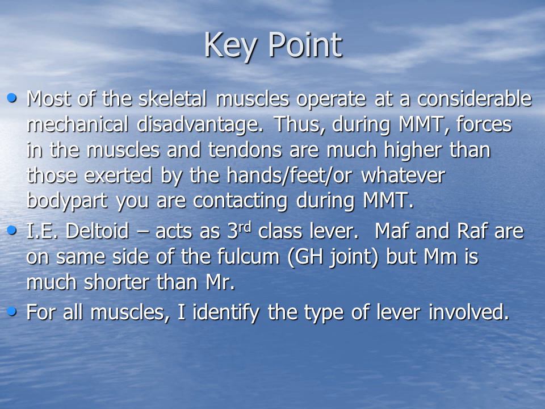Now, in this situation of a third-class lever, the muscle force and the resistive force are on the same side of the fulcrum at the glenohumeral joint, but the moment arm through which the muscle force acts is much shorter than the moment arm through which the resistive force acts, and so we need to apply our pressure gradually, matching our strength with the examinee's strength to make sure that we don't overcome and aggravate any type of condition that may be existing there.